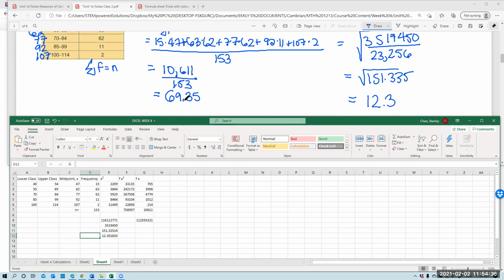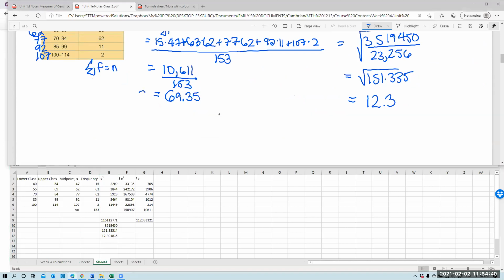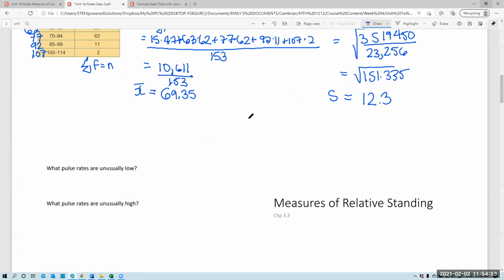So now we have the X bar, the mean, and we also have the standard deviation. So now we can determine what values are unusually high and what values are unusually low, given what X bar is. So what pulse rates are unusually low and what pulse rates are unusually high, given that we have X bar and standard deviation? I'll give you a minute to think about that.